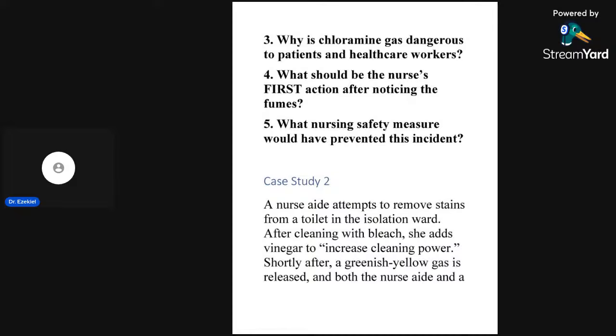All right. Case study two: a nurse aide attempts to remove stains from a toilet in the isolation ward. An isolation ward can be the tuberculosis unit, the HIV and AIDS recovery unit. It can be the bones unit. All those are isolation wards.